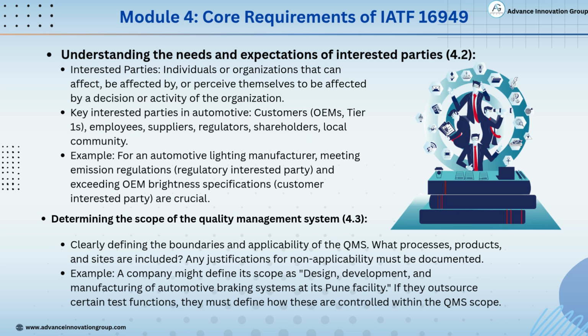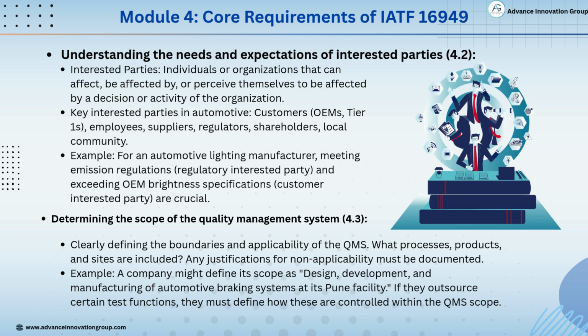Understanding the needs and expectations of interested parties, 4.2. Organizations must identify who their interested parties are, such as customers, OEMs, Tier 1s, employees, suppliers, regulators, and the local community. These parties can influence or be influenced by the organization. For example, an automotive lighting manufacturer must meet emission regulations for regulators and brightness standards for customers.